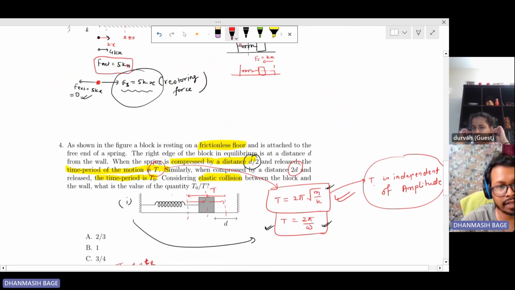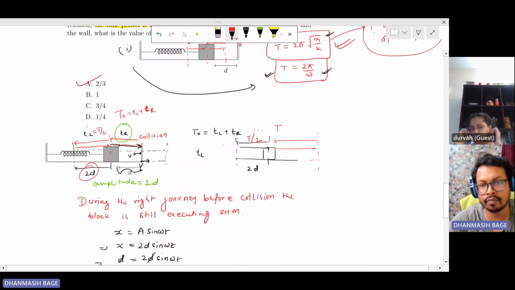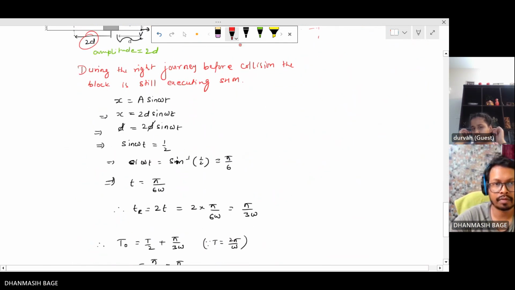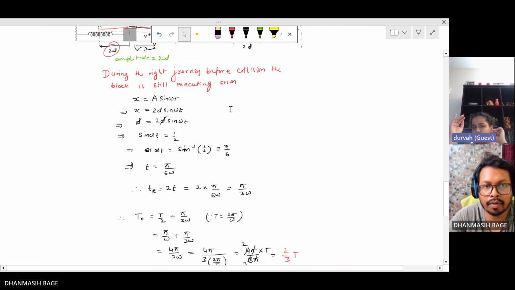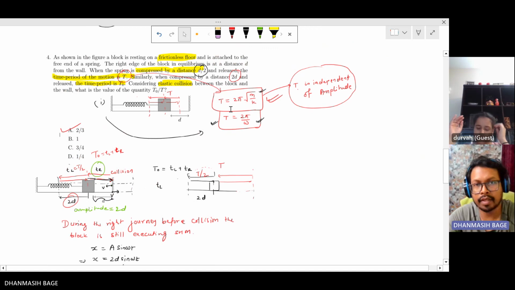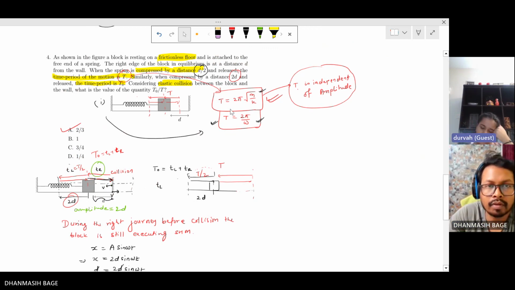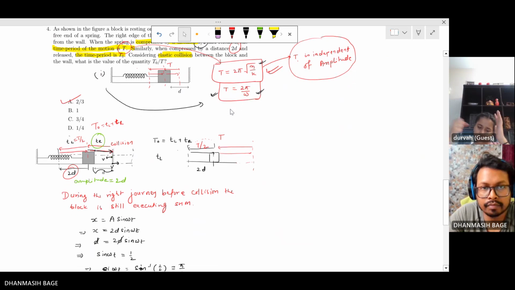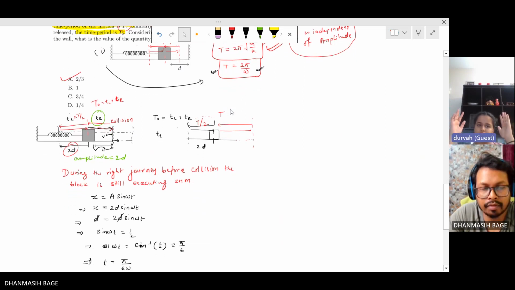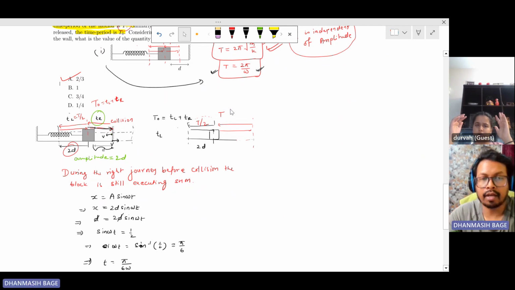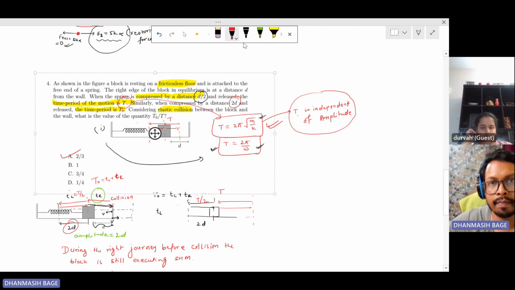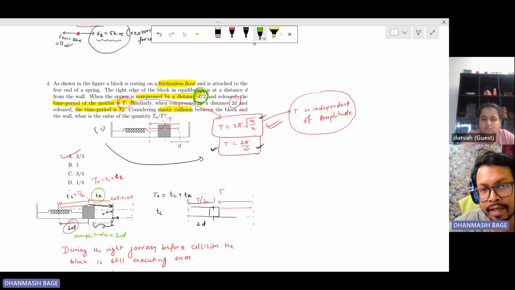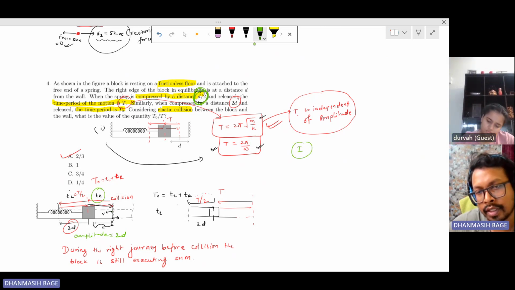This was a difficult question, but see that there are so many things involved here. Did you get the point, sir? While it was being pulled, right? While it was being compressed, it was T. Just remember once again, I'm just explaining it here. In the first case, what is the amplitude? First motion, d by 2. Yes, sir. First motion, the amplitude is equal to d by 2. Time period will be simply equal to t.